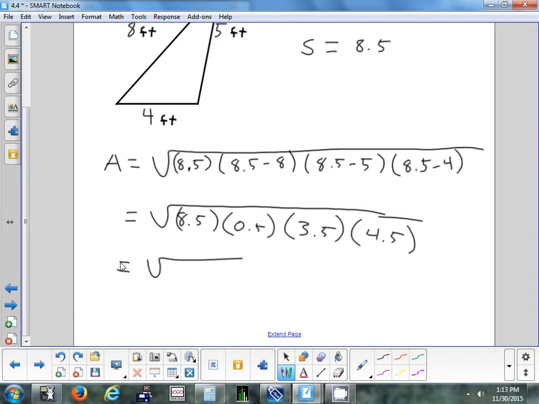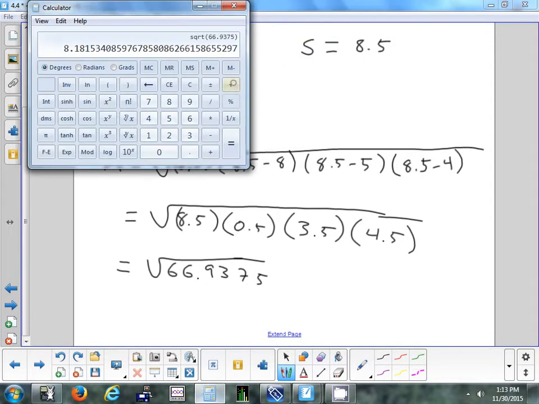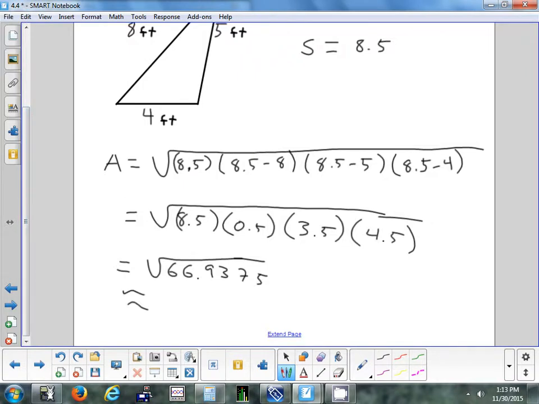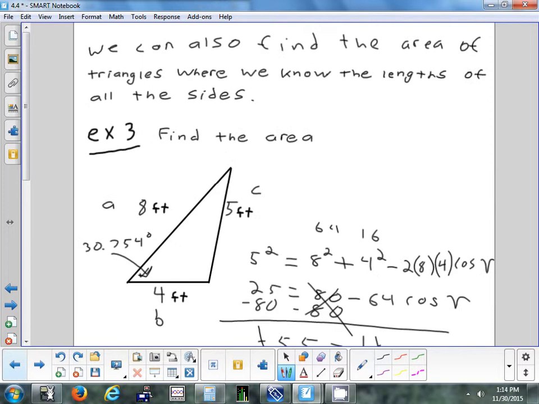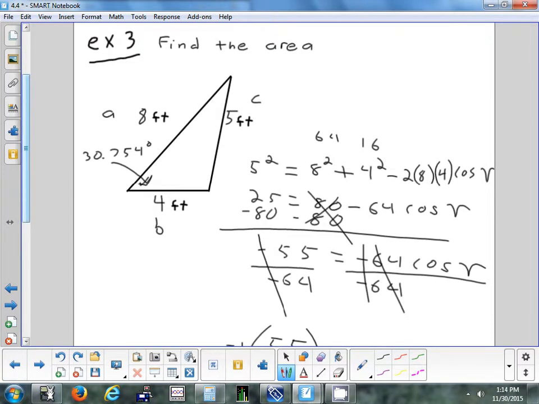All right, so what was it, 66.9375? And now we're hoping we get about 8.18. Yeah, and that's exactly what we got. 8.18. And remember, units were square feet. So whether you want to use Heron's formula, or you say I don't want to have to remember another formula, fine. Then just use the law of cosines, find an angle, and do it that way. But you can do it either way.